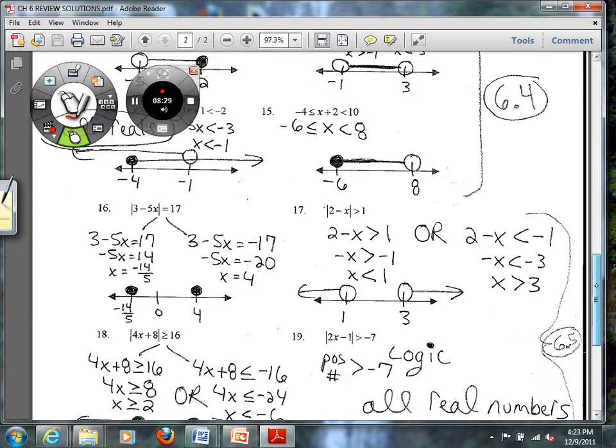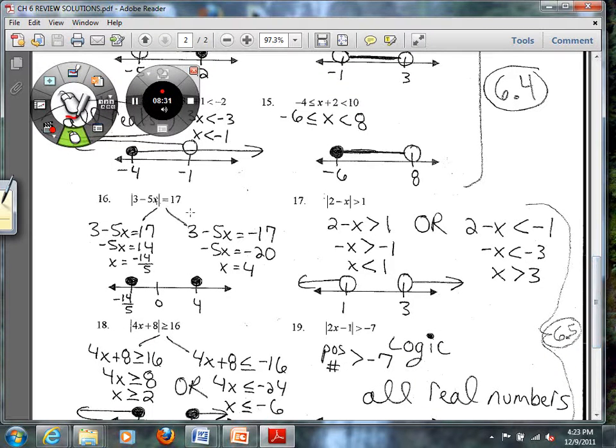Okay. Number 16, we have two cases. First case, you don't do anything. You take away the bars. Second case, you make the 17 a -17. And then you start solving. So on this one, you got to get rid of the 3. So you subtract it. That becomes 14. And then you divide by -5. So that's -14 over 5.